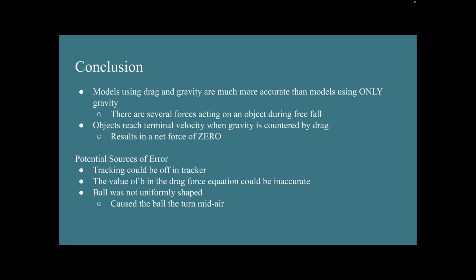I also want to point out some potential sources of error. The tracking of the ball could have been off. The value of b in drag was not exact because it was calculated through trial and error, and the ball was not uniformly shaped, which is why the ball did not fall straight down as it should have.